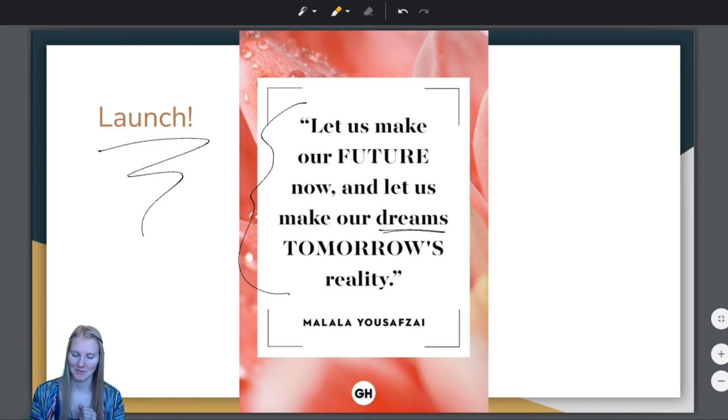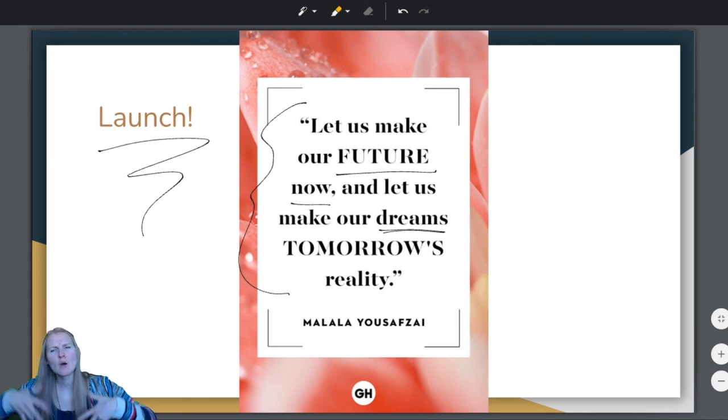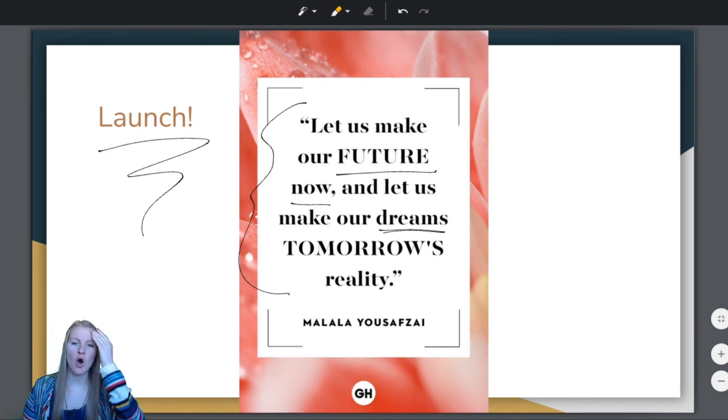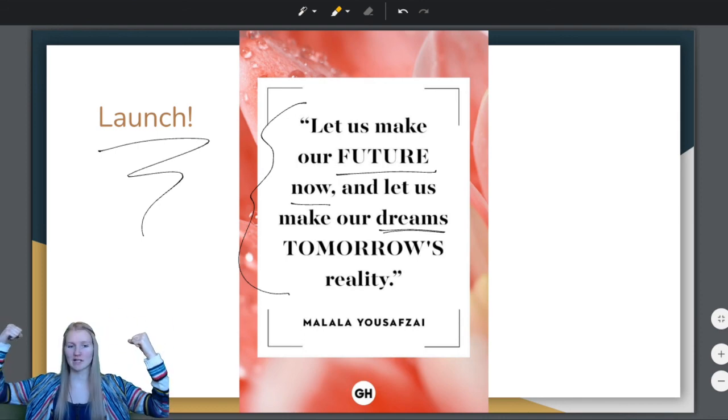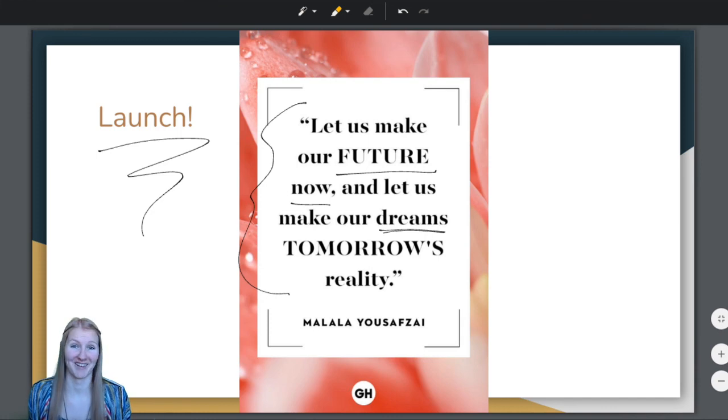Let's think about what that means. Let us make our future now. But wait a minute, the future is the future. How could it be now? Well, I think what Malala means with this is all the things that you say you want out of the future. You want a family. You want a successful business. You want to write a book. You want to have really nice muscles. Whatever you want. Make that now.